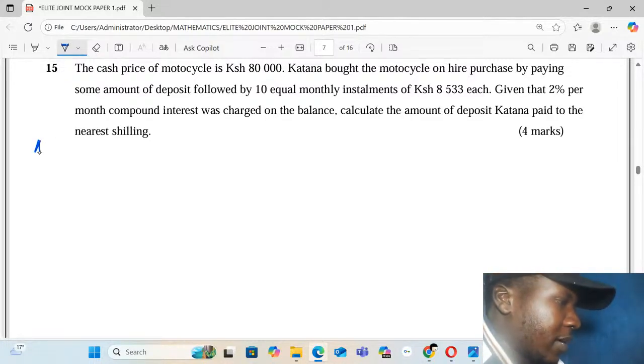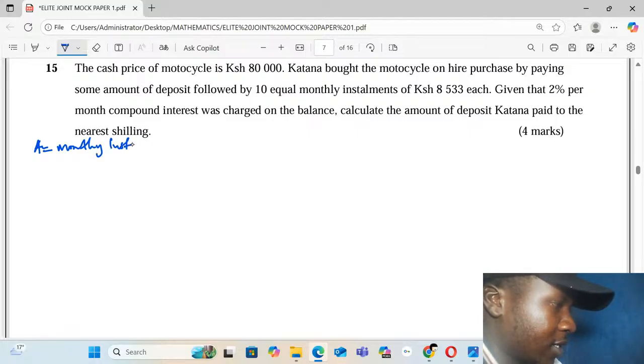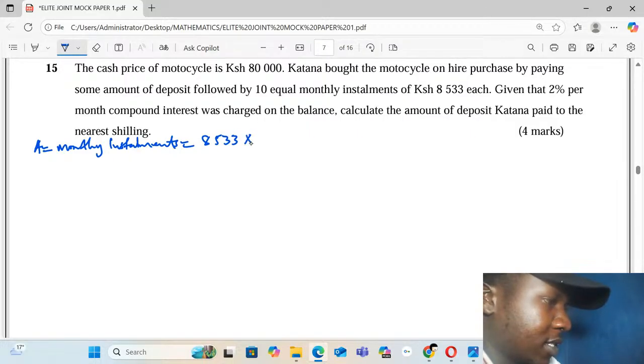So we can look at the amount now. The amount is always equal to the monthly installments. The monthly installment is 85.33 times 10 months. So we shall have how many shillings? That is 85,330. So this is our amount now.